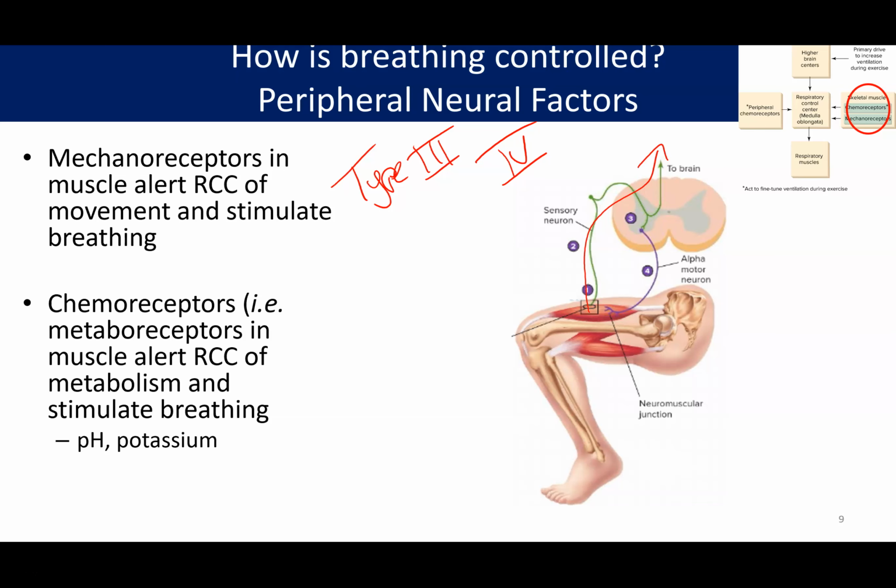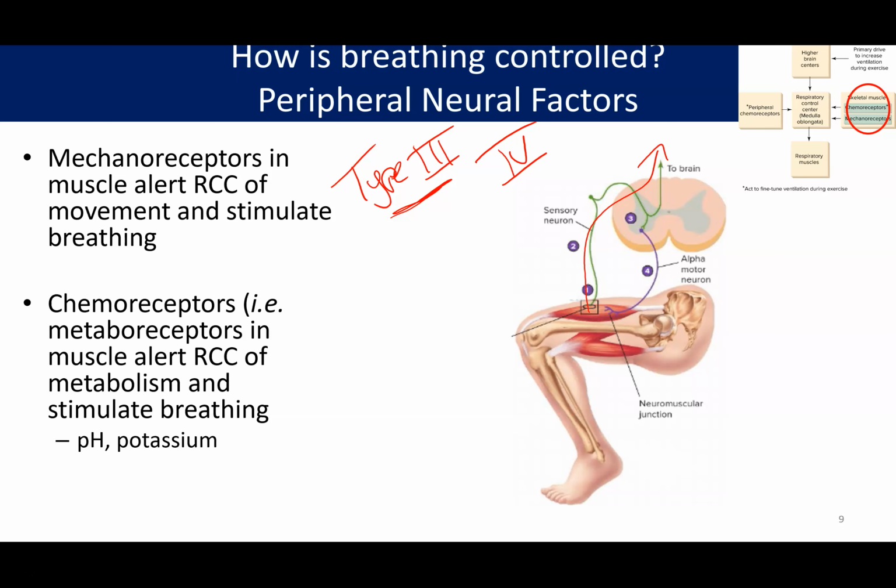So if you have a drop in pH, you get more acidic, or you have a lot of metabolites accumulating because of exercise, that information gets sent back to the brain and your ventilation response is adjusted accordingly. What's really cool also is just the movement. These type 3 afferents are especially sensitive to mechanical deformation or movement.